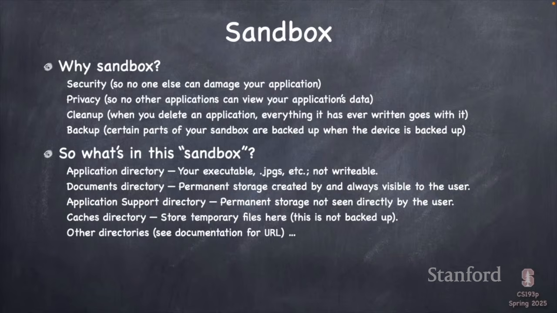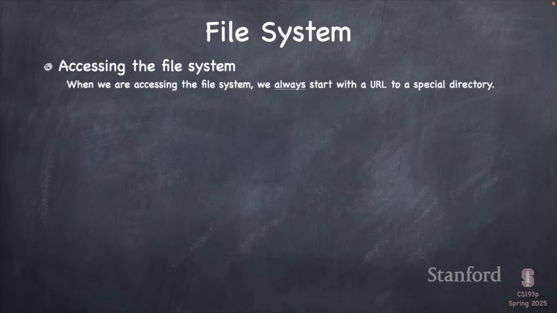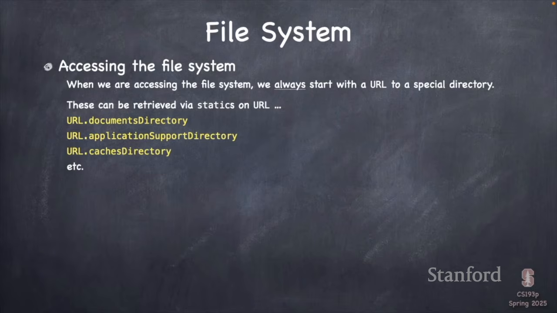You can find all these things by looking in URL, the struct URL. It has these statics for all these various things, and it's very important you need them because you always start with one of these. This is the only way to access your sandbox, is to start with one of these URLs.